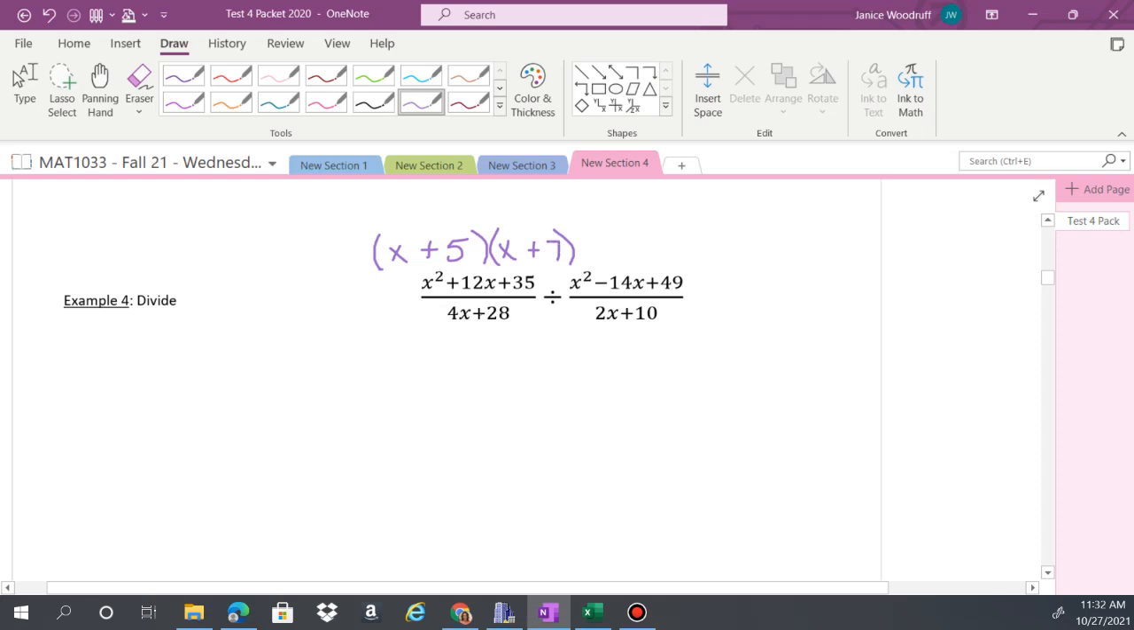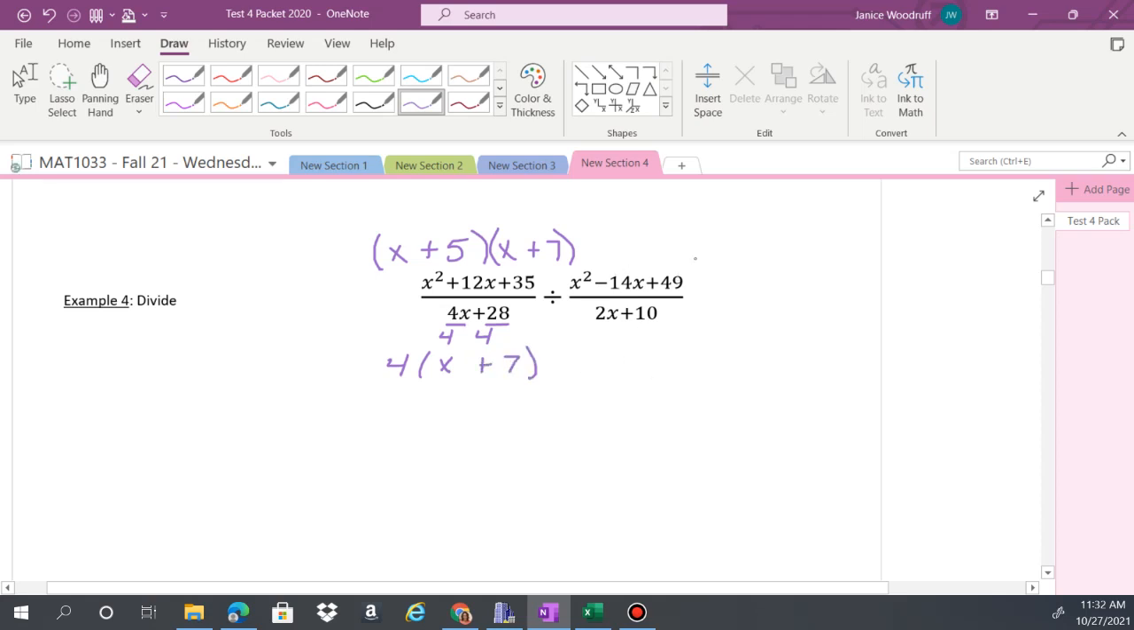All right, 4x plus 28. I can divide both of those by 4, which would give me 4. And then 4x divided by 4 would give me x. 28 divided by 4, 7.